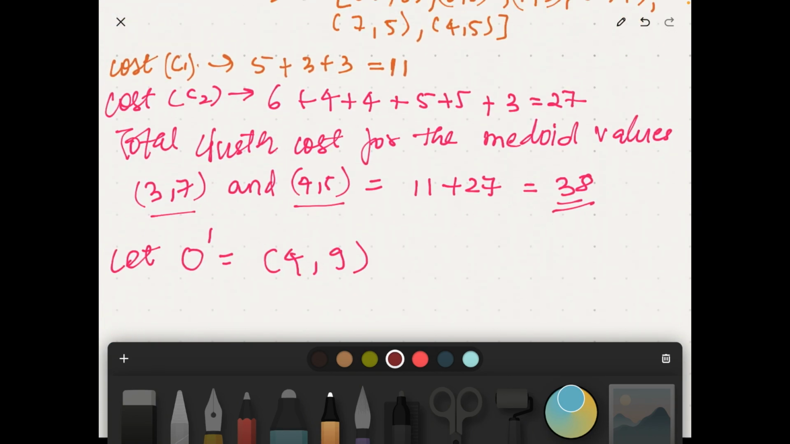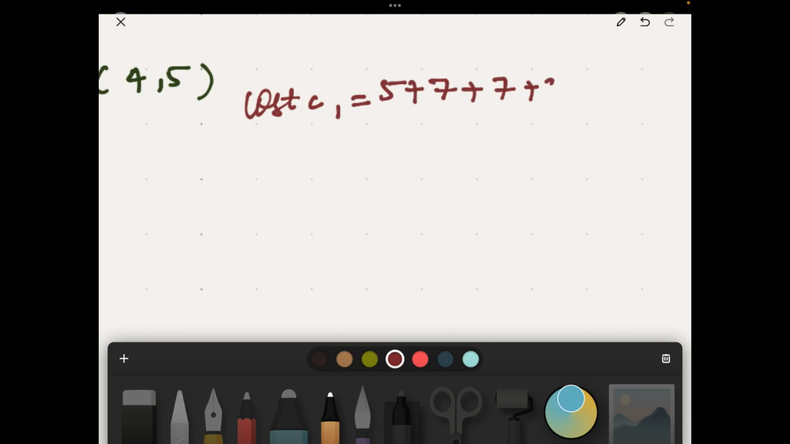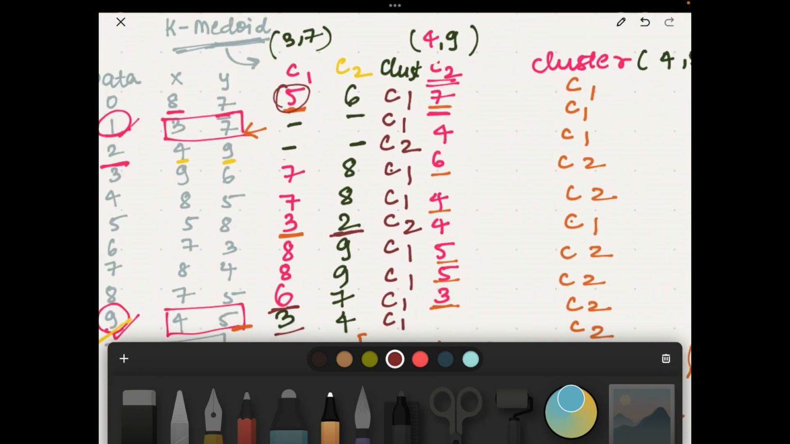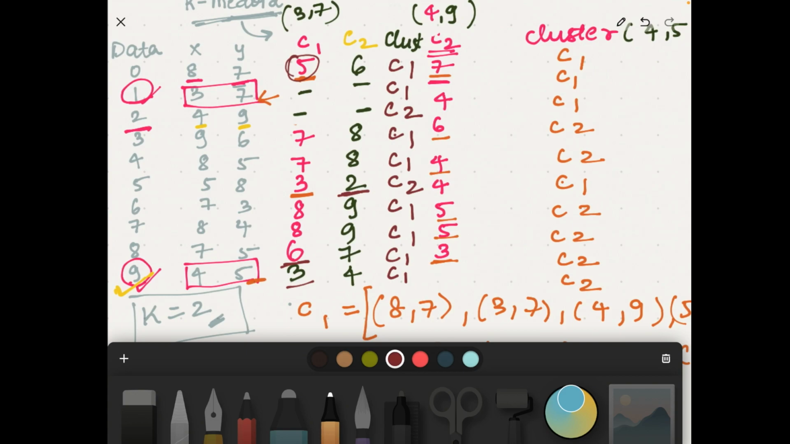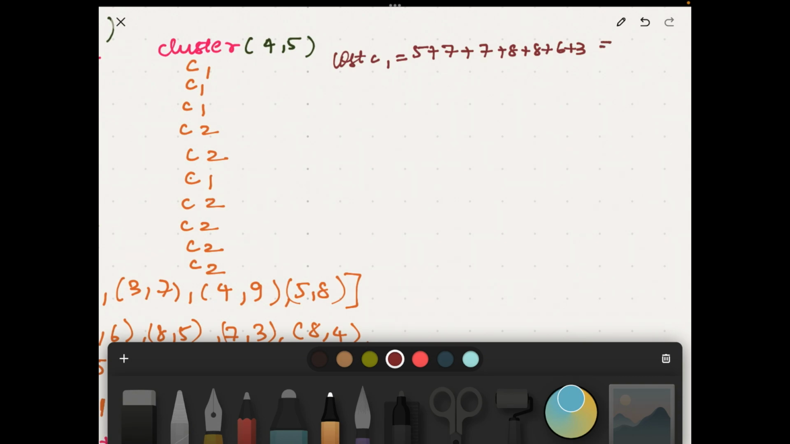So let's go ahead and find the cost again. The cost for C1 is going to be 5 plus 7 plus 7 plus 8 plus 8 plus 6 plus 3. Let me show you how that is happening. So this is going to be 5 plus 7 plus 7 plus 8 plus 8 plus 6 plus 3. That is what is written over here, and the cost comes out to be 44.